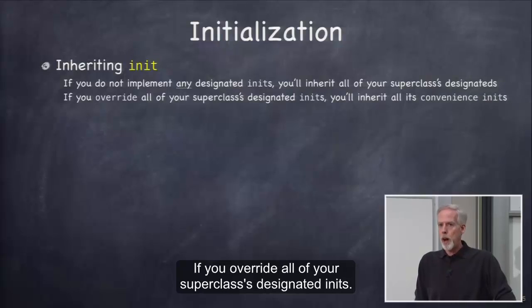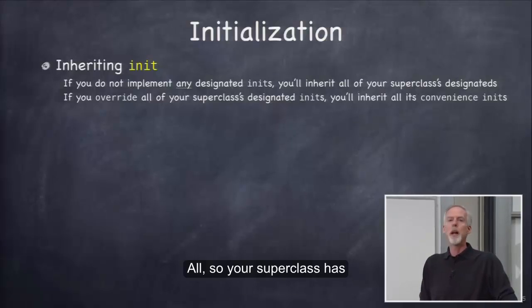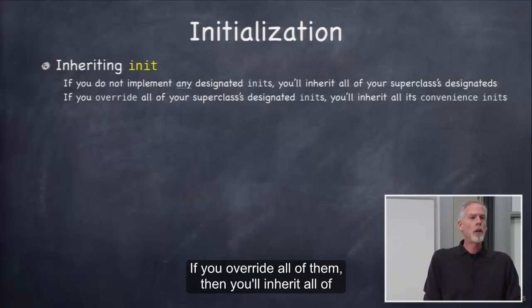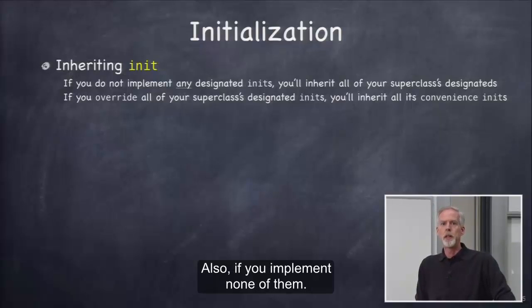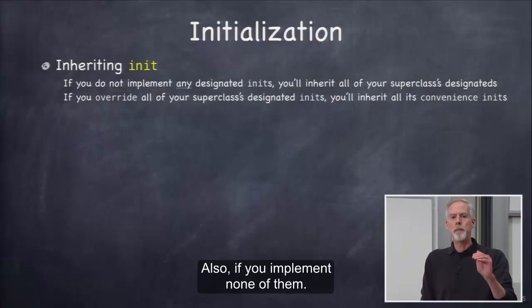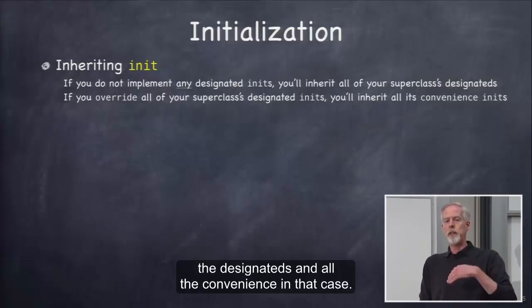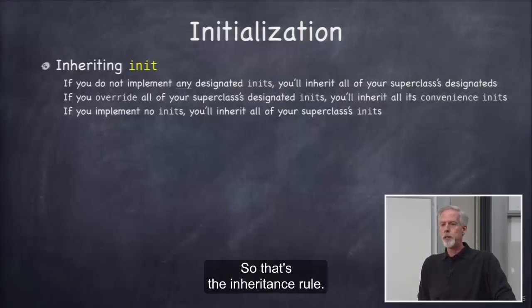If you override all of your superclasses' designated inits, so your superclass has 3 designated initializers with different arguments, if you override all of them, then you will inherit all of your superclasses' convenience initializers. Also, if you implement none of them, you'll essentially inherit all the designateds and all the convenience in that case. So that's the inheritance rule.